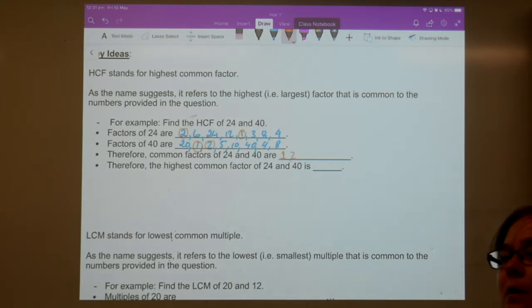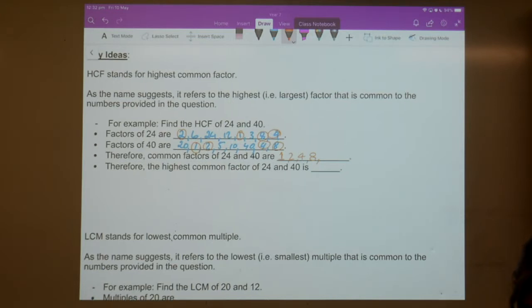8. Okay, so we've got 2. So what else is on both lists? 4 and 8. 4's on both lists. 8's on both lists. What else? Anything else? That's it. So what is the highest number that's on both of those lists?